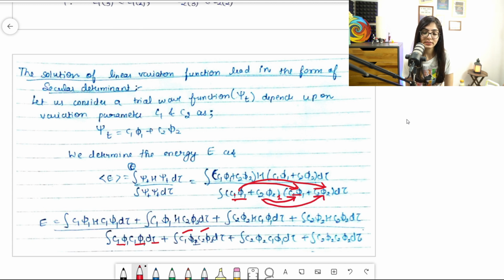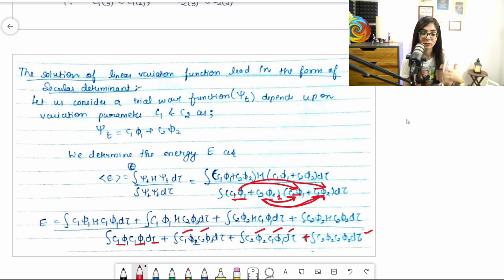So first I'm taking this integration: C2 phi 2, C1 phi 1 d tau, plus this second term, C2 phi 2 and C2 phi 2 d tau. This is a very basic thing. I'm just taking this overall, so you don't have any confusion, and you don't have to study again what is written over here. So what will I do?